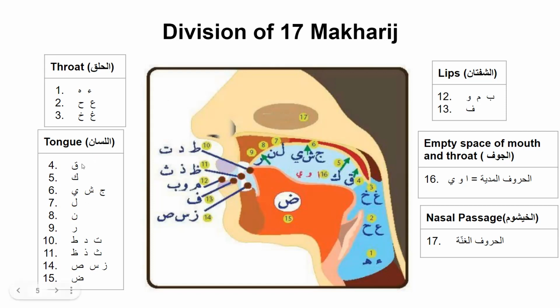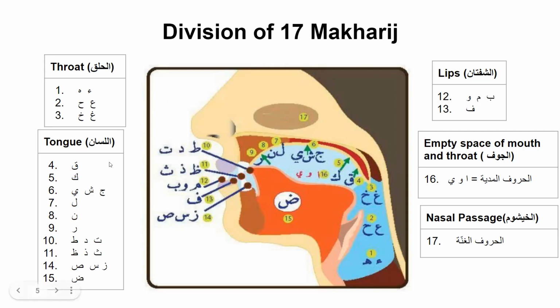Sometimes, for example, we have qaf and kaf. Even though they're in similar areas, they both are from this area of the tongue. Qaf is different than kaf, and they should not sound the same. Qalb is different than the word kelb. You hear that difference, qaf and kaf. So that is why it's very important for us to do the makharij.